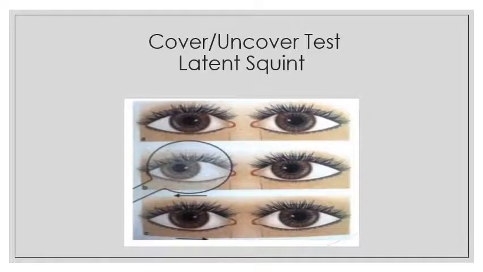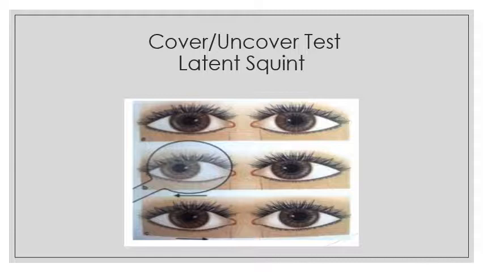The cover-uncover test is used to detect latent squint. In latent squint, both eyes are orthophoric most of the time. Hence, the corneal light reflex is in the center and symmetrical in both eyes. The complaint of the mother or the patient is that the eyes may squint at times, such as when being tired by the end of the day, during daydreaming, and so on.